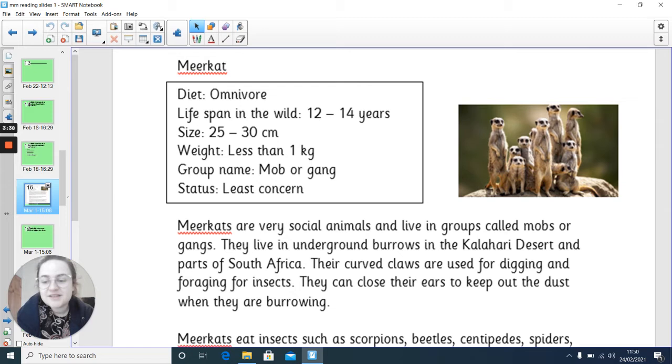Meerkat. Diet, omnivore. Lifespan in the wild, 12 to 14 years. Size, 25 to 30 centimetres. Weight, less than 1 kilogram. Group name, mob or gang. Status, least concern.